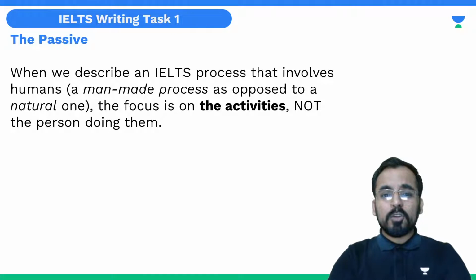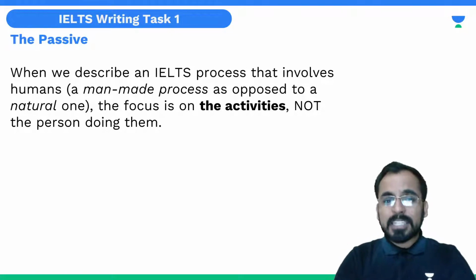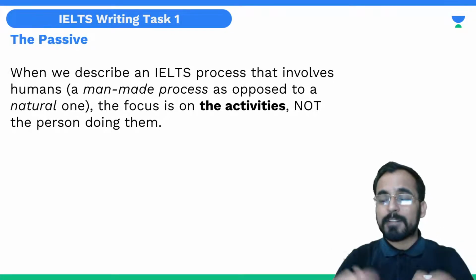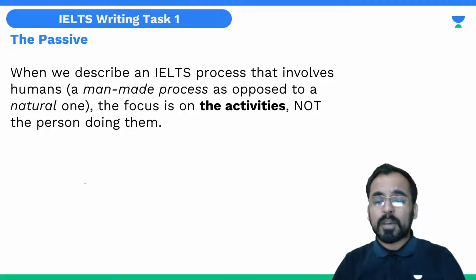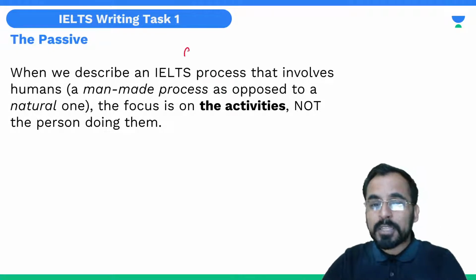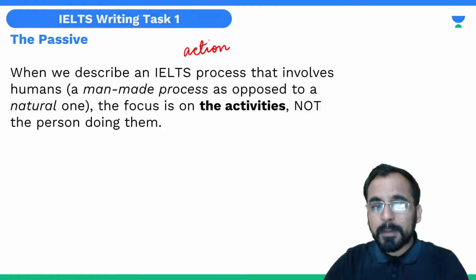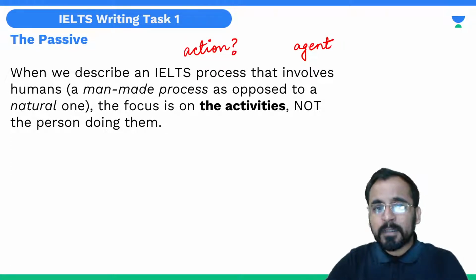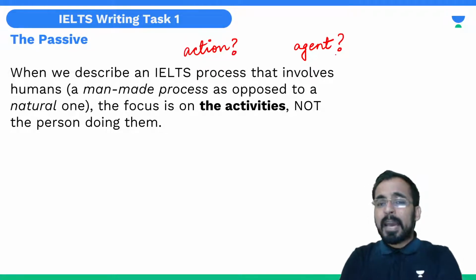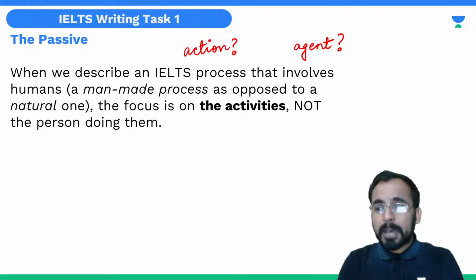All right. Now, whenever you have to describe any IELTS process which involves humans या which involves any agent, मतलब एक man-made process को जब आपको describe करना होगा, तो basically हम किस पे focus करेंगे? Now I'll give you two choices. क्या आप action पे focus करेंगे या आप agent पे focus करेंगे? When you want to write an IELTS process in the passive voice, क्या आपके लिए agent important होगा या action important होगा?